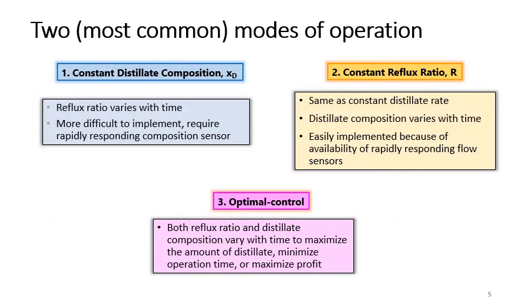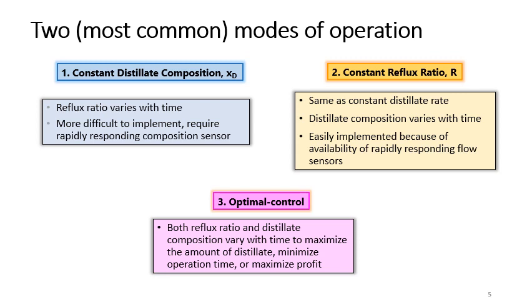Right, so if you want to run your batch distillation with reflux, there are two most common modes of operation. Number one is to do it in constant distillate composition, i.e. you keep the XD constant. But if you keep the XD constant and also the number of stages constant in the column, because you can't really change the number of stages in the column, you have to vary the reflux ratio with time.